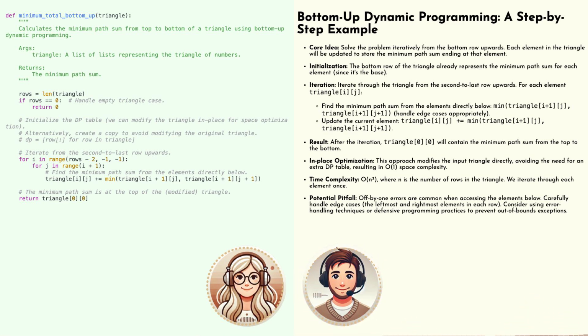Let's use that one from the problem description. Perfect. So the example triangle looks like this. At the top, you have the number 2. Then in the next row, you have 3 and 4, and 6, 5, and 7. And finally, at the bottom row, we have 4, 1, 8, and 3.